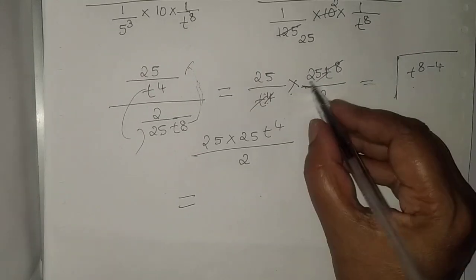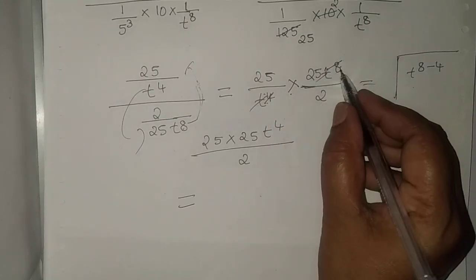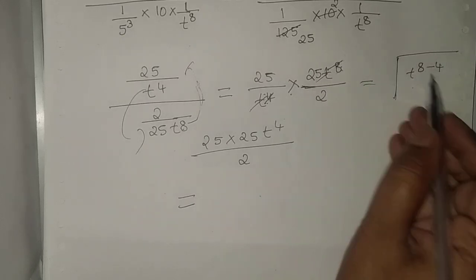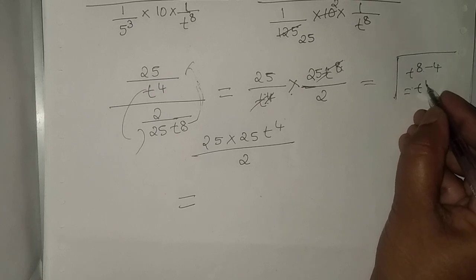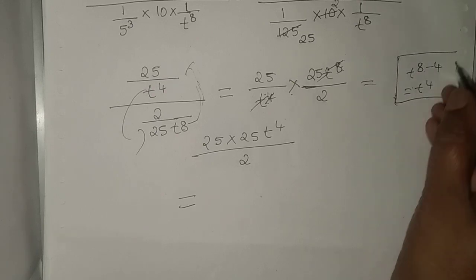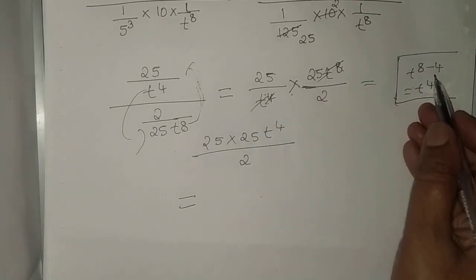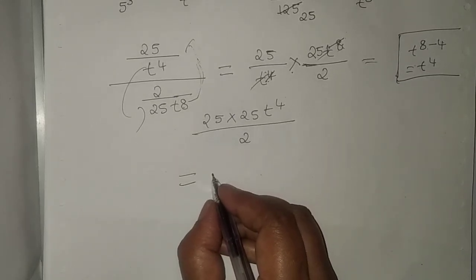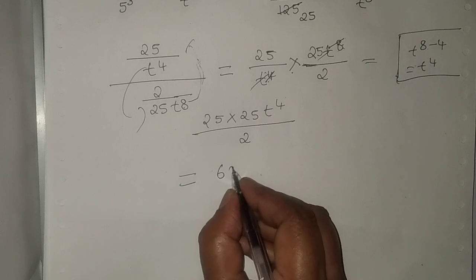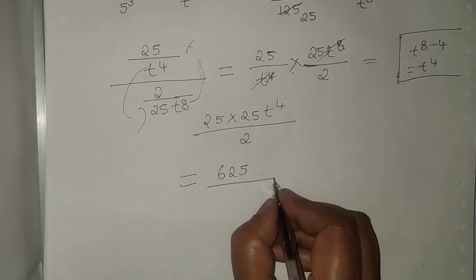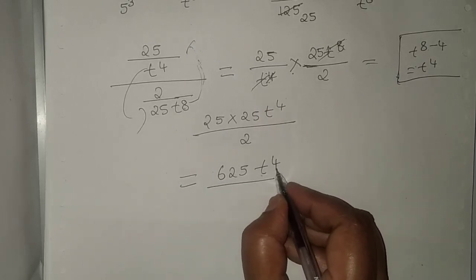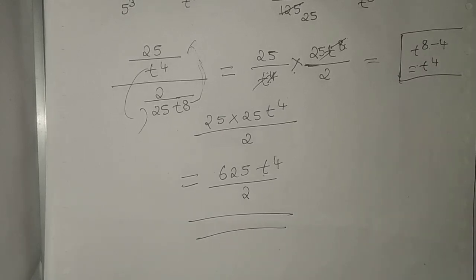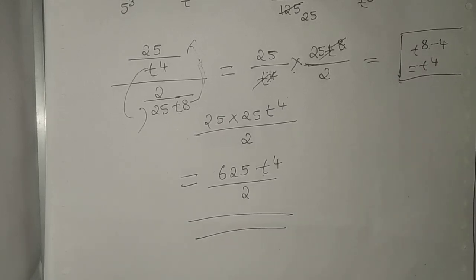so if you are getting confused for this simplification, just take t, here 8 is there, here 4 is there, you will get t power 4. That's all. Very simple thing. Directly we can cancel, or you can write like this. This is also correct. Now 25 into 25, how much are we getting? 625. Then we have t to power 4 remaining, divided by 2. So this is the answer.